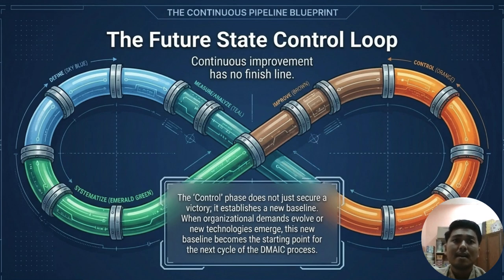This slide highlights an important principle of DMAIC. Continuous improvement never truly ends. Once the control phase establishes a new baseline, organizations can begin another cycle of DMAIC whenever new opportunities for improvement arise. This creates a continuous loop where processes become increasingly efficient, reliable, and competitive over time. In other words, DMAIC is not a one-time project, but an ongoing journey toward operational excellence.